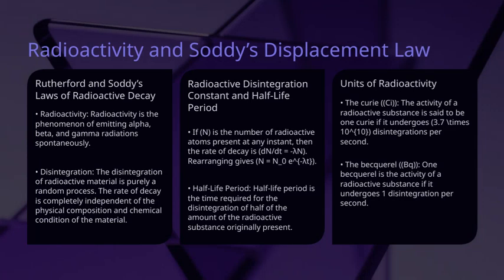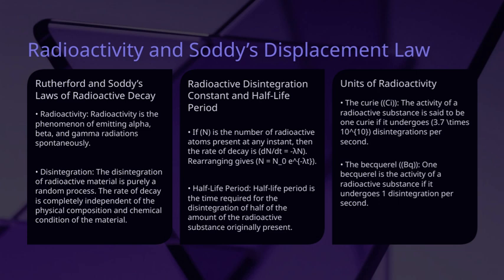Let's now look at some important units used to measure radioactivity. First, we have the becquerel, abbreviated as Bq. 1 becquerel represents the activity of a radioactive substance if it undergoes just 1 disintegration per second. It's a straightforward way to quantify how active a sample is. Next is the curie, or Ci. This unit is much larger. 1 curie corresponds to 3.7 times 10 to the power of 10 disintegrations per second. It was historically used more in the past, but is still important for understanding larger quantities or older measurements.